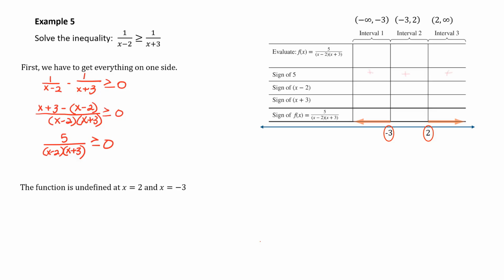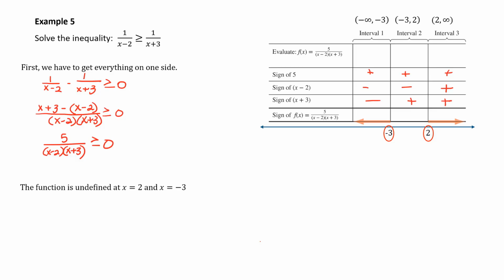5 obviously is always just 5, so it's always positive. The sign of x - 2 on the interval from negative infinity to negative 3 is negative. On the interval from negative 3 to 2, it's still negative, and then from 2 to infinity, it's positive. The sign on x + 3, when you're in the negative area below negative 3, is going to be negative, and everywhere else it's going to be positive.